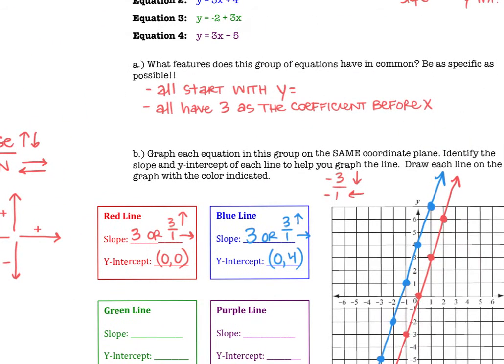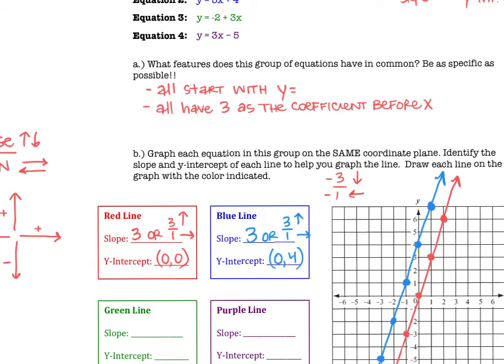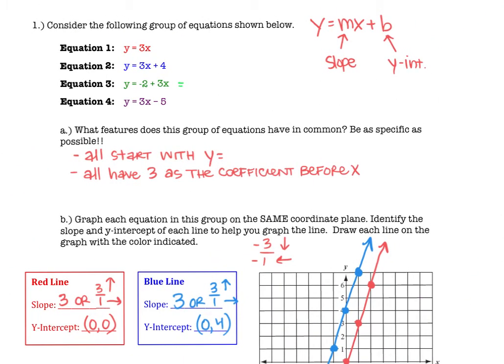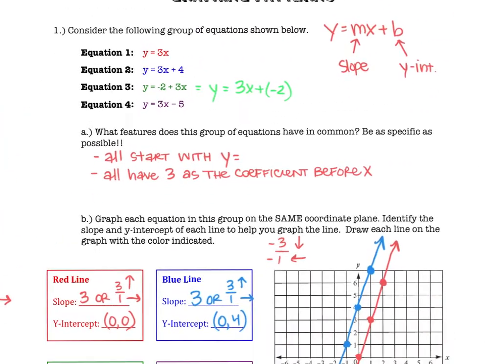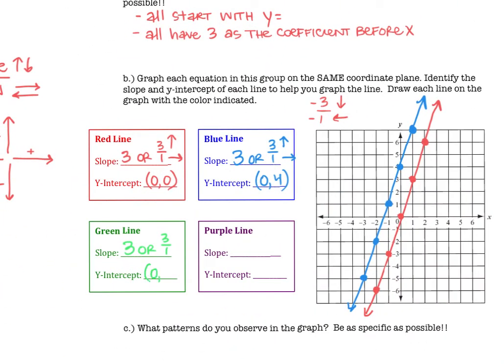So I'm looking at equation 3. Now this one's a little bit tricky. Notice they don't have the x coming first. So I'm going to rewrite this as 3x plus -2, or you could say minus 2, because I want to get that x term coming first. So again, the slope is the coefficient, or the number before the x. So that's 3 again, or 3 over 1. This time the y-intercept is (0, -2).